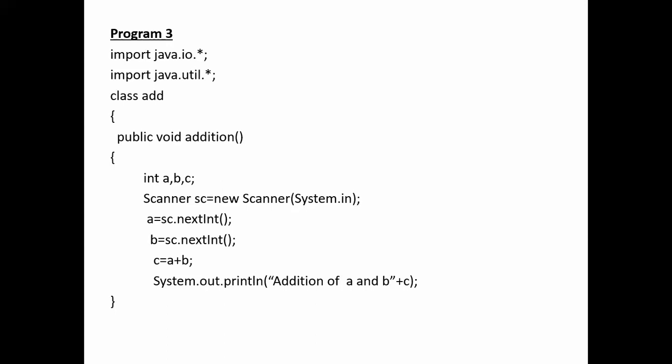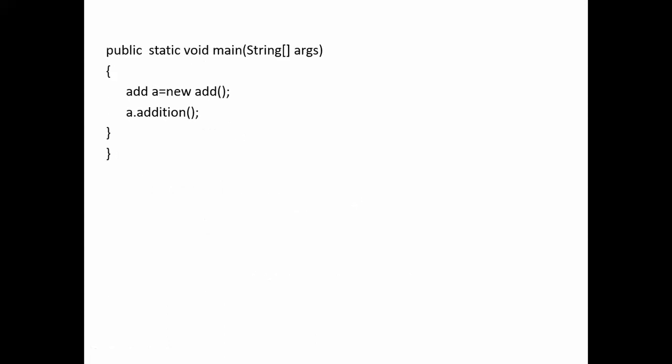Whenever you are declaring or defining one method in the class of Java programming, it should only be accessible by creating an object in the main method. If you observe here, what is this function? It is not a main method, it's a normal method. What is the name of this method? Addition. So how to create an object in the main method?